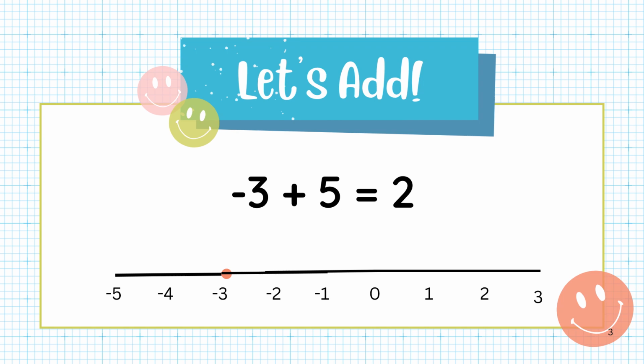Let's try adding -3 plus 5. Start at -3. Now hop 5 steps to the right. Let's work together. -2, -1, 0, 1, 2. Where do you land? On 2?